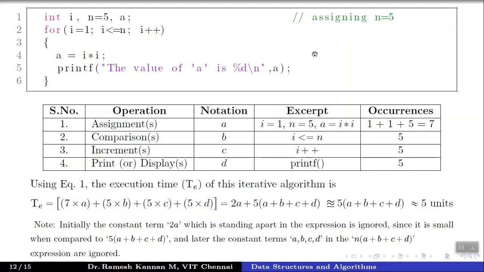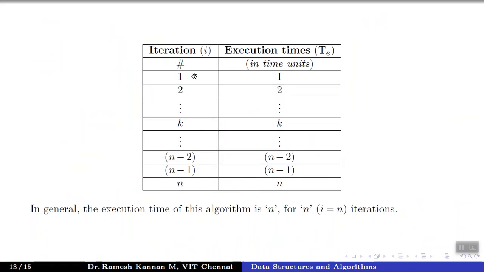And you can even generalize this case. For iteration 1, n equals 1, we got the time to be 1, and n equals 2, it's 2, and for some constant k ranging between 1 to n, and in general n minus 2 is n minus 2 units, n minus 1 is n minus 1 units, and n is n units. So in general, the execution time of this for loop algorithm is n for n iterations. So this is typically an example of an iterative algorithm.